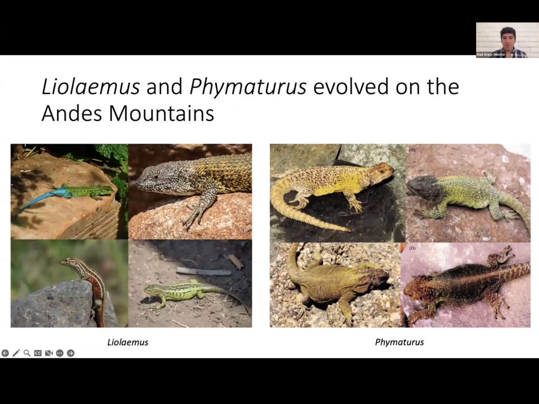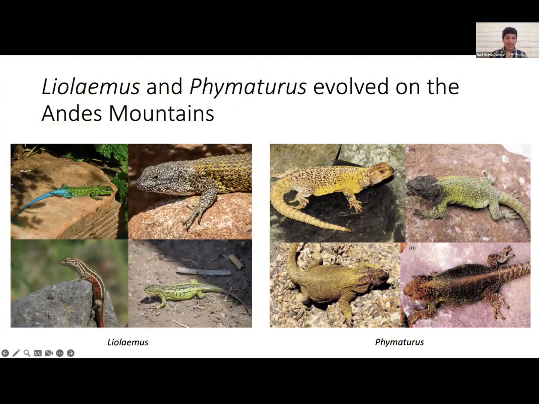So here we have these two groups of lizards that have evolved in the Andes Mountains. And one of them is Liolaemus, which is this radiation, and the other one are these Phymaturus lizards. And you can see in this photo, Phymaturus, even though they have differences in their colors, they all kind of look the same. Like they're all this chubby and flat lizard.